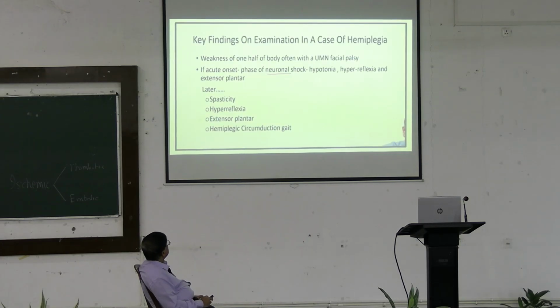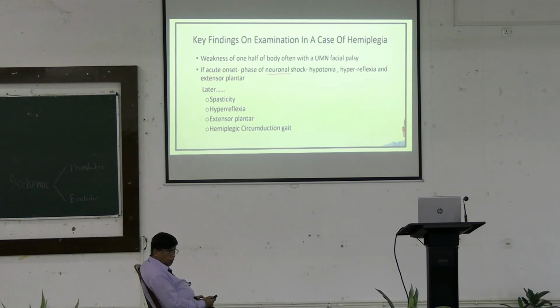Key findings in the examination of a case of hemiplegia: what will you have to examine? Weakness of one half of the body, an upper motor neuron weakness. You will have to examine the power of the muscle, graded 0 to 5, and grade the power of the muscle you are examining. In the acute onset phase, when the patient is developing a hemorrhagic or embolic stroke, particularly when it develops very suddenly, there may be a brief phase of neurological shock.